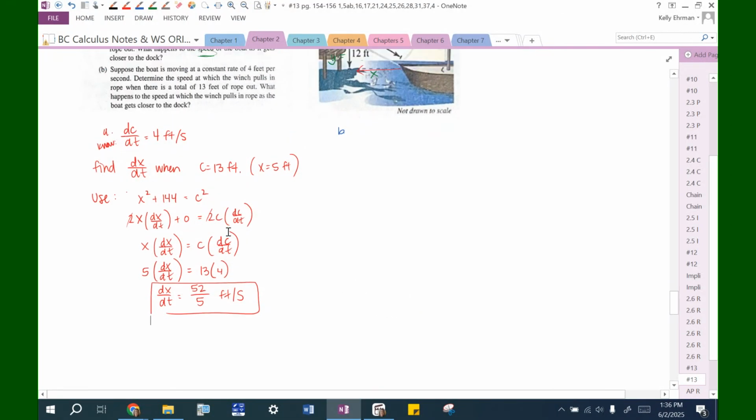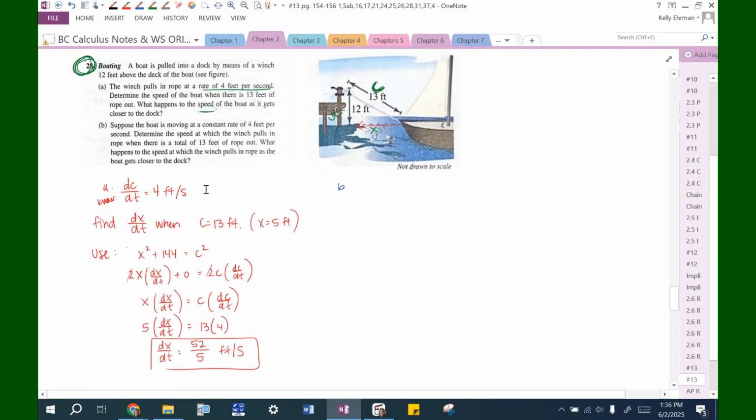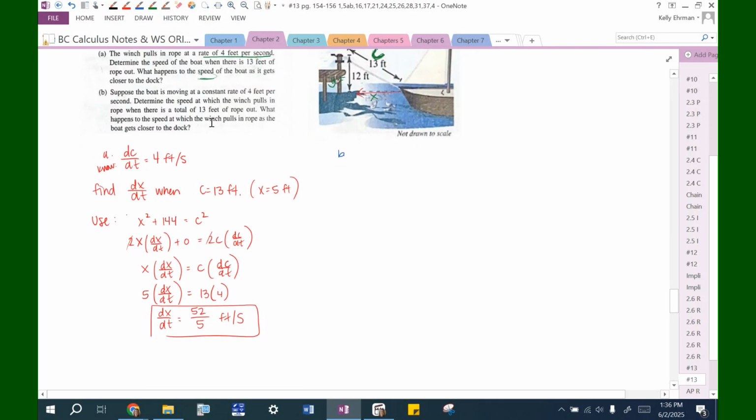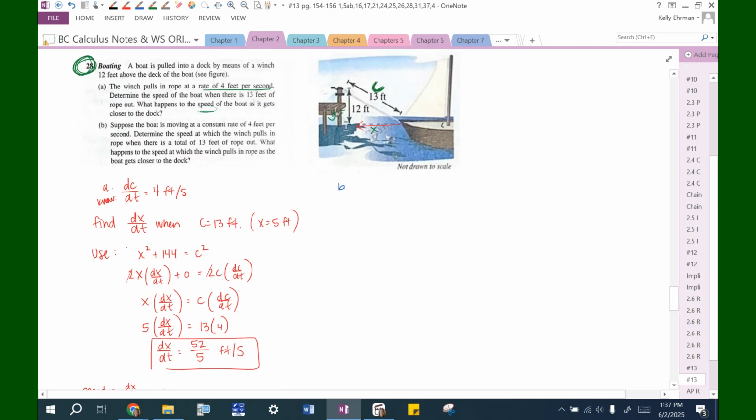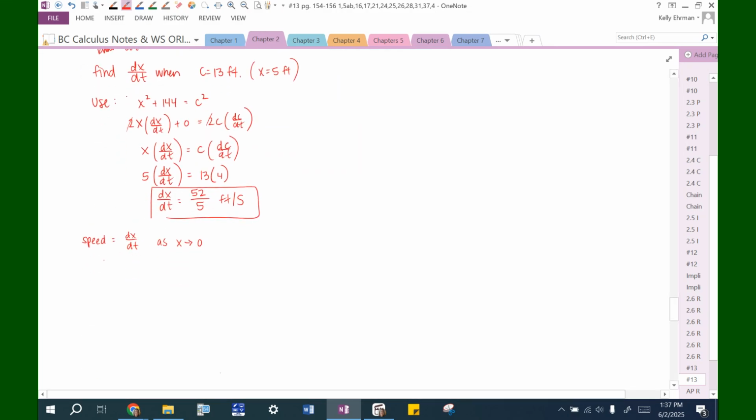So I know we've been talking about how normally our speed question is if velocity and acceleration have the same sign, speed is increasing. But in this one, speed of the boat, they're asking, remember, speed of the boat is dx/dt. They're just asking, what happens to dx/dt as x approaches 0? Because remember, x is the distance from the boat to the dock. So as x gets closer to 0, what's happening to the speed? That's a limit question. That's saying, what is the limit as x approaches 0 of dx/dt?